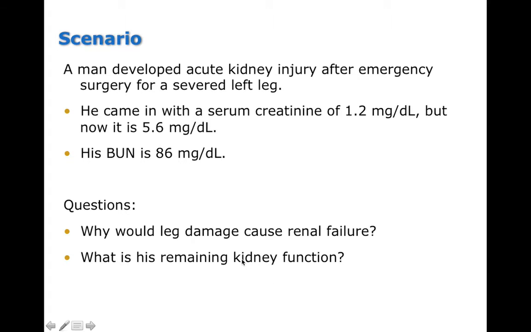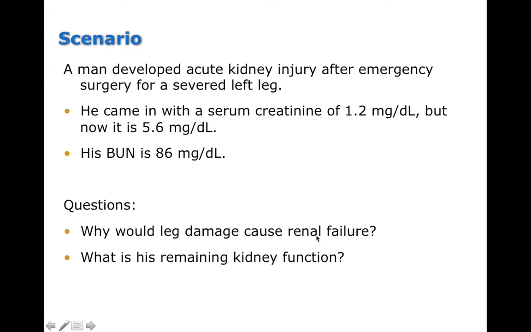But we talked about rhabdomyolysis in the last chapter, and how individuals with severe muscle injury can end up with excessive amounts of myoglobin in the bloodstream, and that myoglobin can block glomerular filtration membranes, which can decrease GFR and lead to elevated things like creatinine and BUN. And that's one hypothesis here.